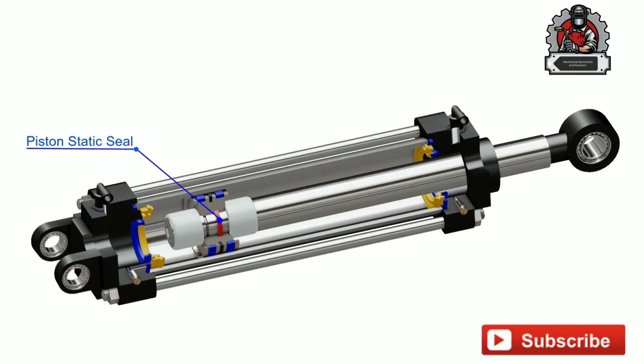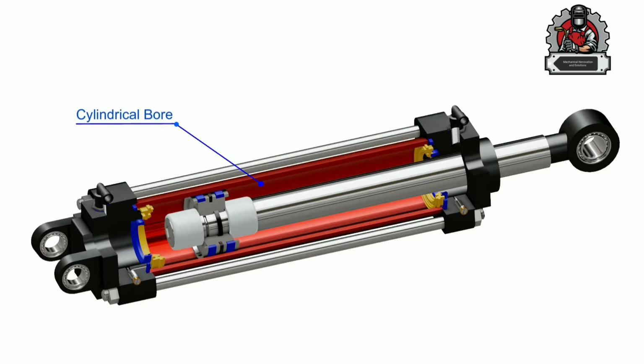A static seal ensures airtight sealing between the piston and rod. Piston guide rings are assembled to prevent metal-to-metal contact of piston and cylinder. Piston seal provides airtight sealing between the cylinder and piston. This whole assembly then goes into a cylindrical bore. This cylinder is generally made up of aluminium or steel.